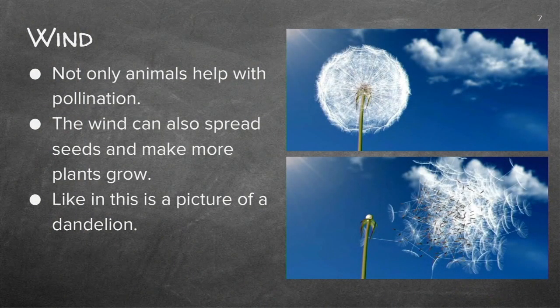Wind. So not only animals help us with pollination, wind can also spread seeds and make more plants grow, just like this picture of a dandelion. What's really cool with a dandelion is if you blow it, it looks like little pieces of fluff are just flying into the air. When I was little, we used to pretend that they were fairies flying around, which is really, really cute. So that's another way that we can disperse seeds and help the plants and animals grow.